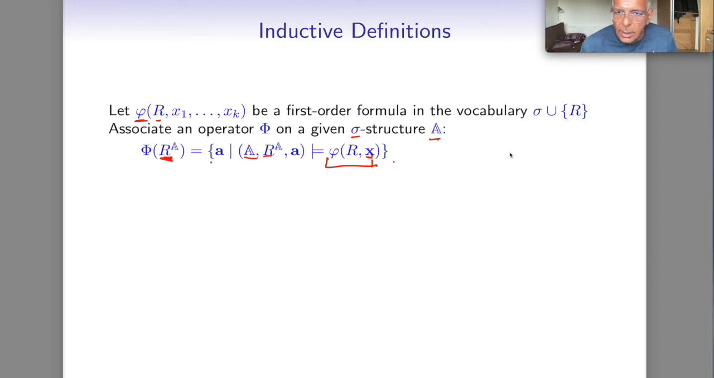So phi, this capital Phi, is a map from the power set of A to the k to the power set of A to the k. Okay.